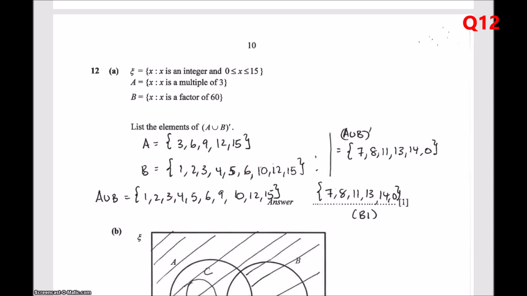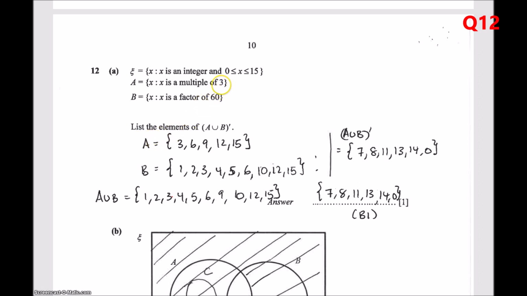Hi everyone, this is question 12. This is obviously a sets question. We have a universal set here, 0 to 15. We have A, multiples of 3. We have B, which is the factors of 60. As with all sets questions, you need to list down everything.